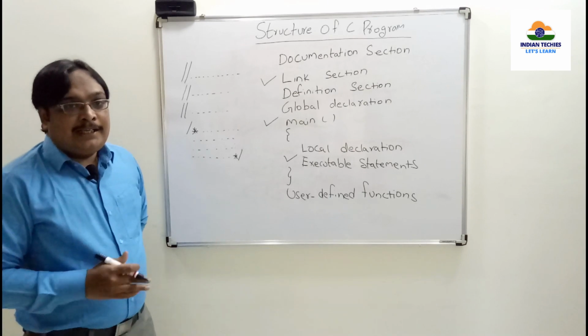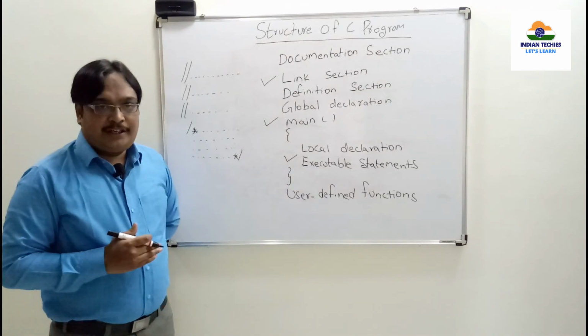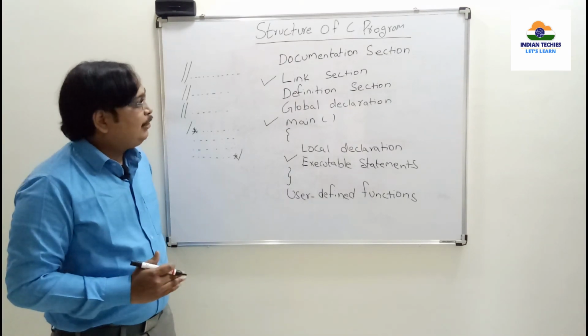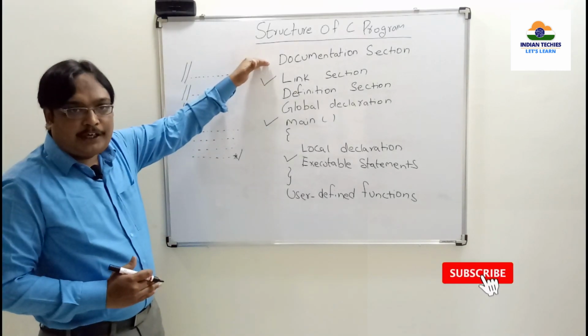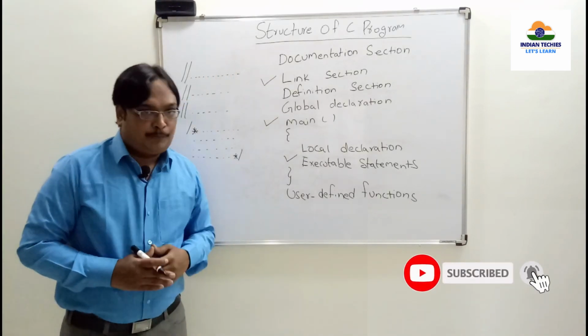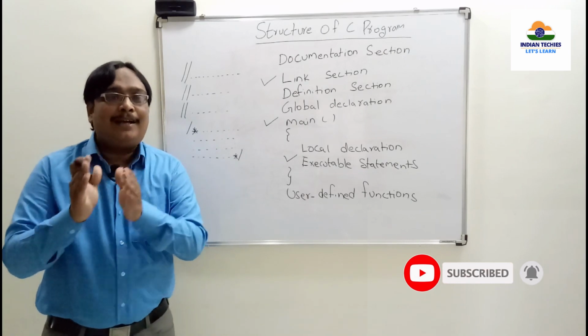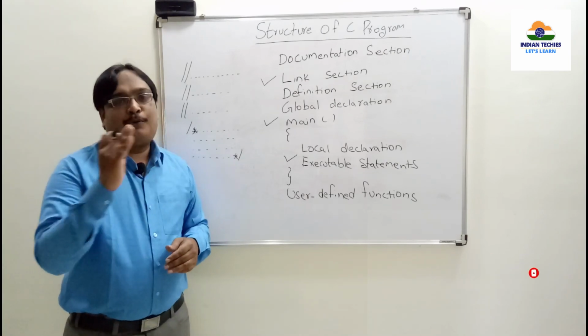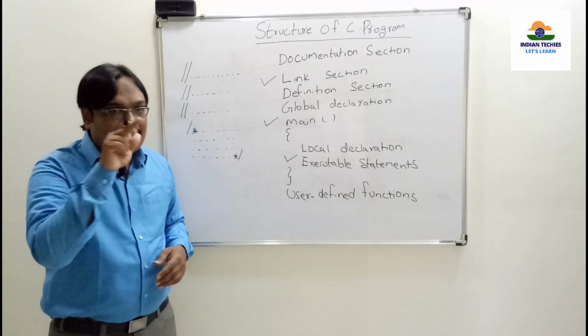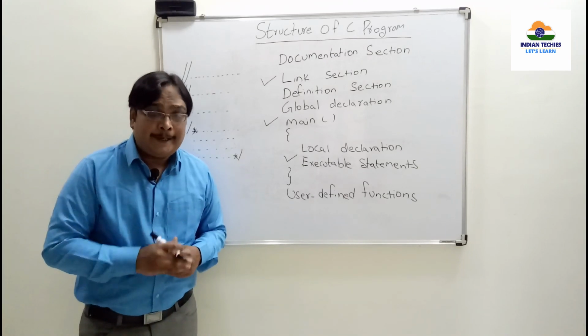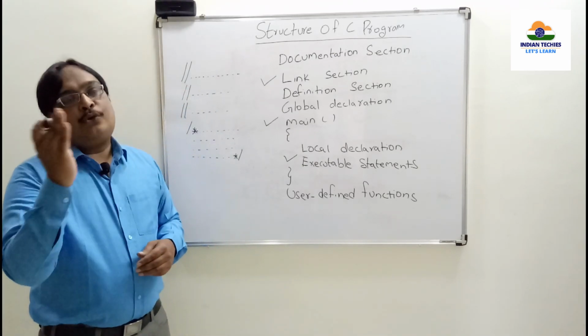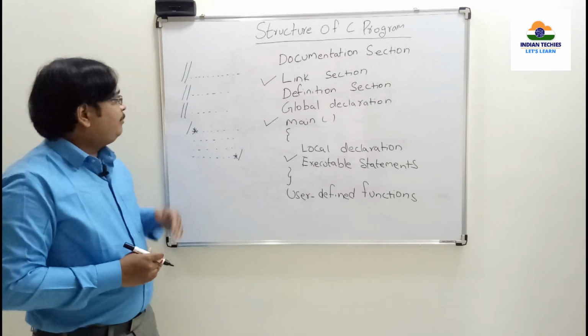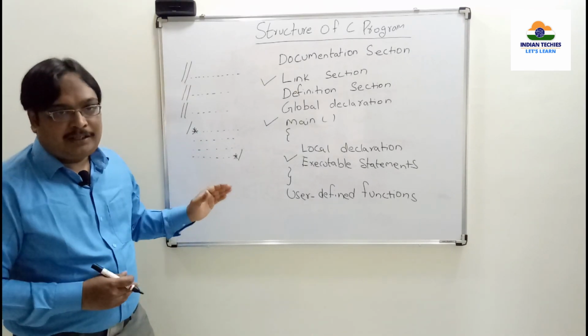When you are using this documentation section, it is not necessary to write it only at the starting of the program. You can write it anywhere in the program, but not between the programming lines. Once the programming lines have ended and a single instruction has been completed, at the end of that one you can write your documentation section by using this one or this one.